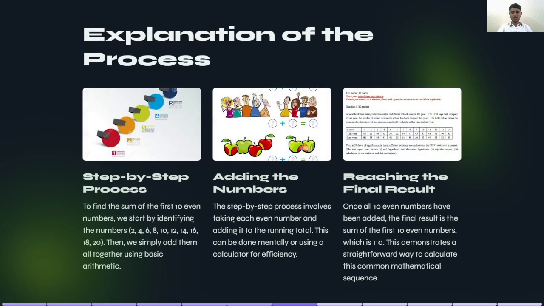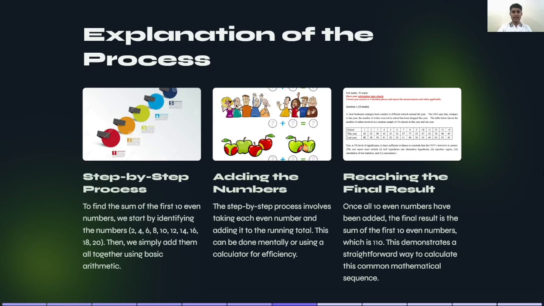Explanation of the process: step by step process, adding the numbers, reaching the final result. Let's see one by one. The first one is the step by step process. To find the sum of the first 10 even numbers, we start by identifying the numbers 2, 4, 6, 8, 10, 12, 14, 16, 18, 20. Then we simply add them all together using basic arithmetic.